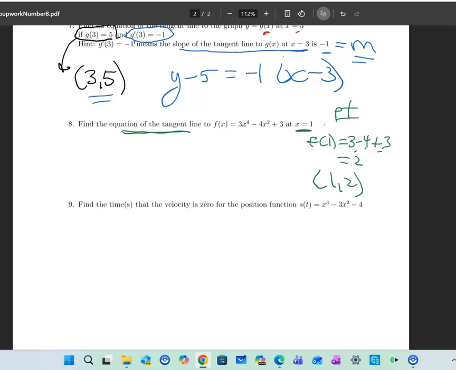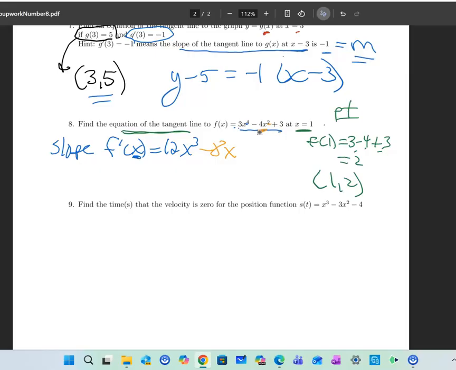So now I need to find the slope. So the slope of the tangent line I'm going to find from the formula that tells me the slope at any point x. So first I'm going to take the derivative. So I bring the 4 down, so I'll get 12x cubed. And then taking the derivative of this term, I bring that 2 down, I get -8x. Oh, and the derivative of 3 is 0.